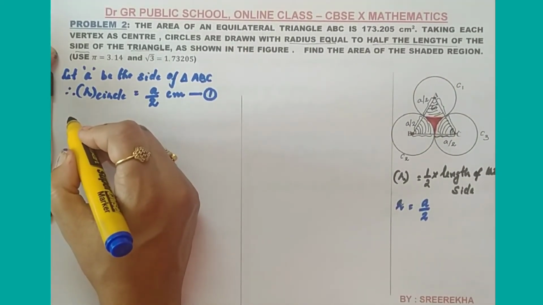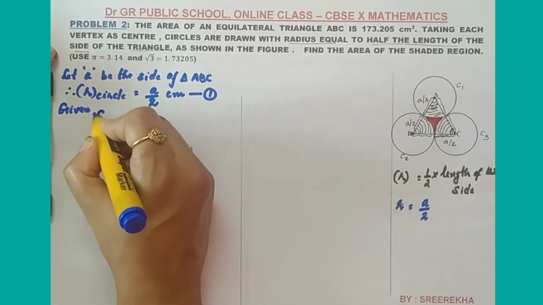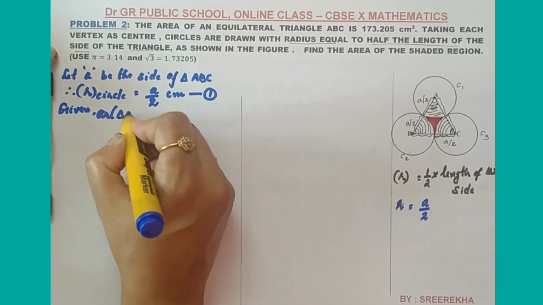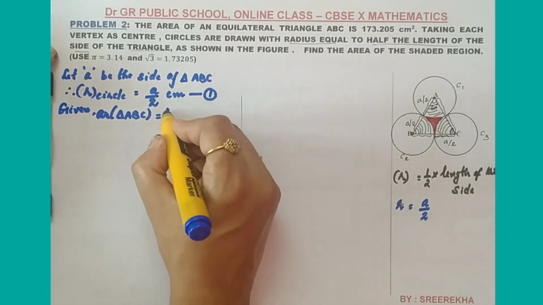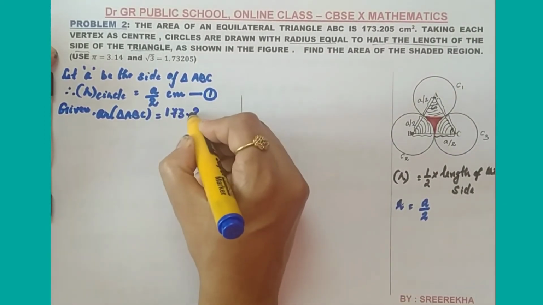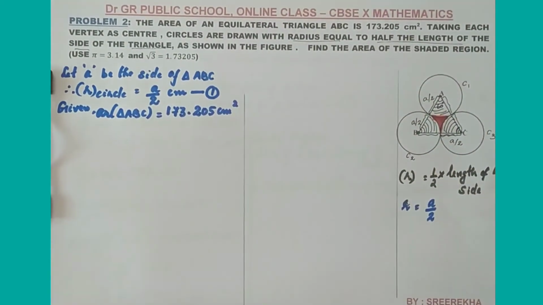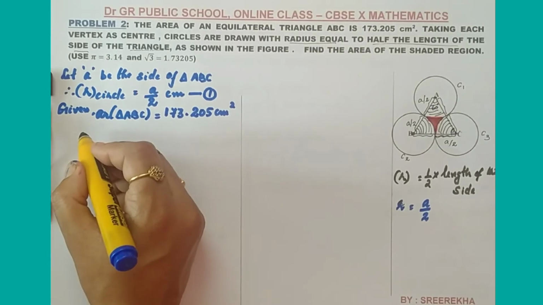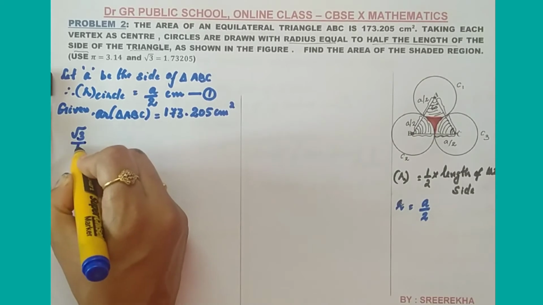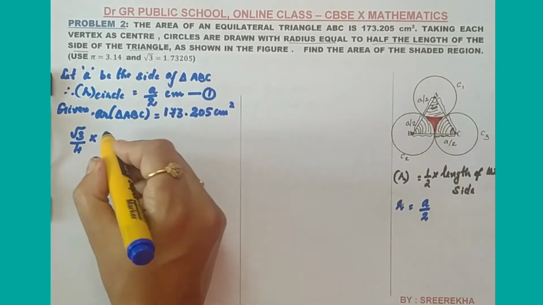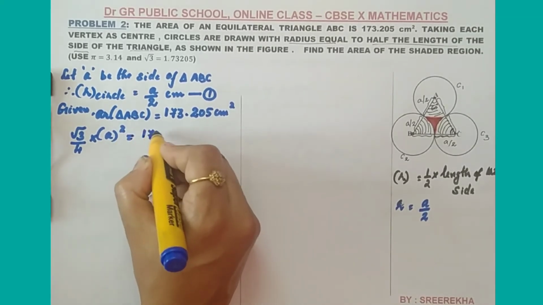Now, what is given for you? Given, the area of the equilateral triangle ABC is given in the question as 173.205 centimeter square. You studied how to find the area of an equilateral triangle. The formula to find the area of an equilateral triangle is root 3 by 4 into side square. What is the side? Let a be the side of the triangle. So the side square is a square. This is given to us.